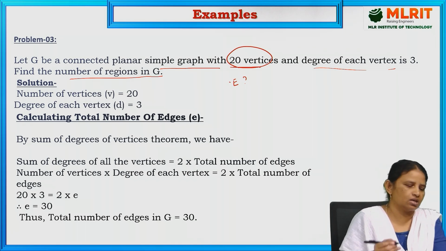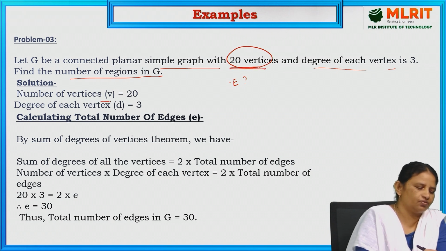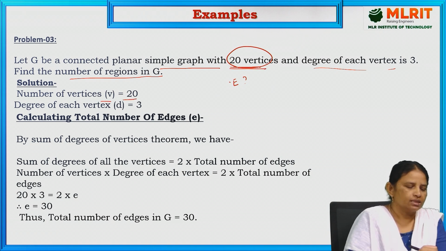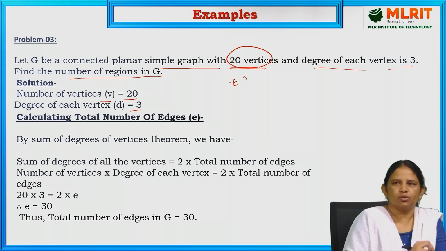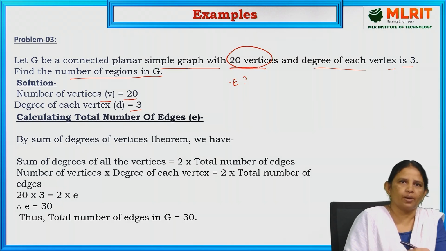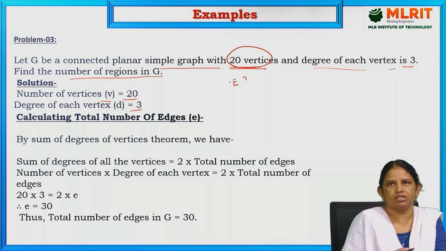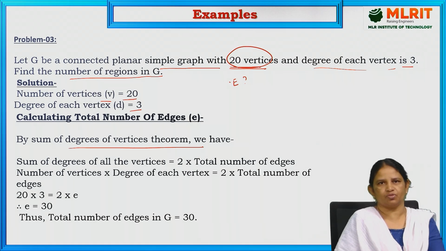So, what is the input that has been given? The number of vertices, that is V equal to 20. Then, what is the degree of each vertex? That is equal to 3. Once we know the number of vertices and the degree of each vertex, we need to calculate the number of edges. What is the formula to calculate the number of edges? By using the sum of the degrees of vertices theorem.